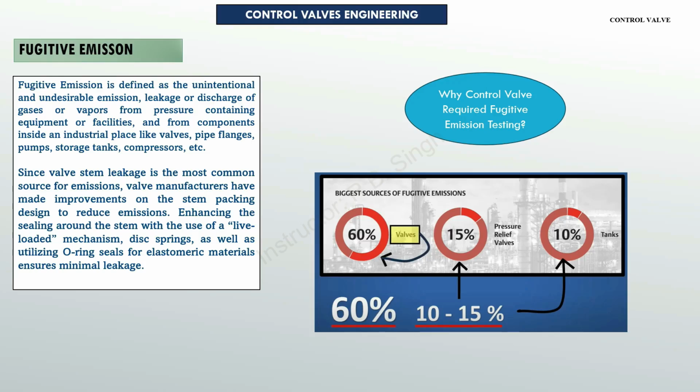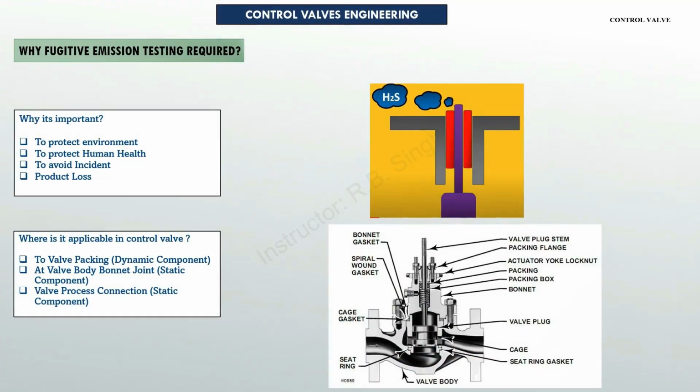Even in a control valve, not every part requires fugitive emission testing. If you see where in the control valve the process media can leak, one part is here, the second part is here, and the third part is here. This part is a static part. This part, like the body or bonnet, is also a static part. Here we can use a gasket, and here also we can use a gasket. Both of these we can control by fully tightening, so the leakage will not be allowed.